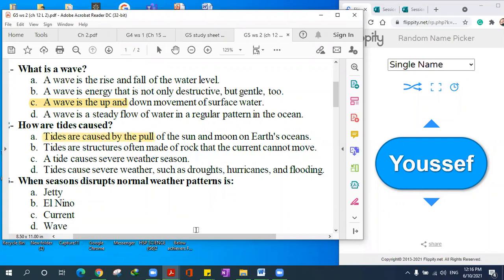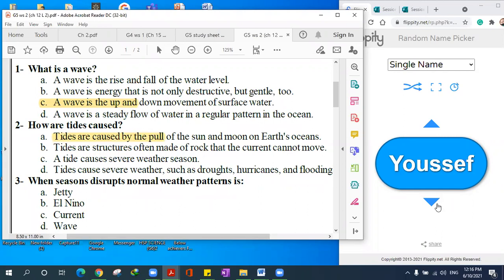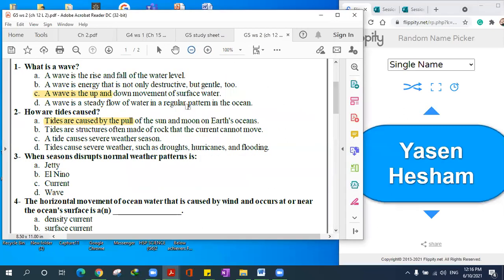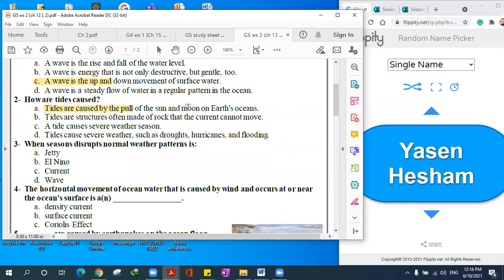Number three. We have Yasin Hisham. Miss, did Yusuf answer? Yes, he did. Didn't Yasin hear? Yasin Hisham? Yes, miss. Number three, please.